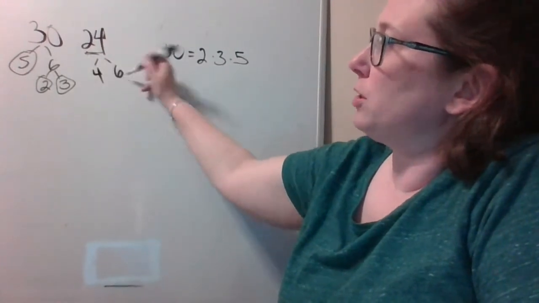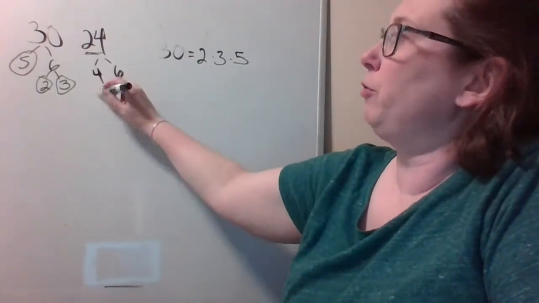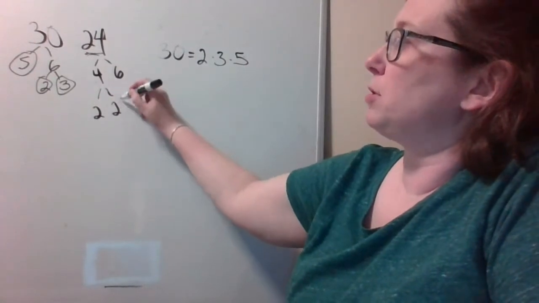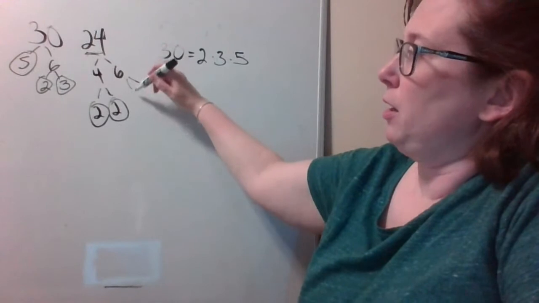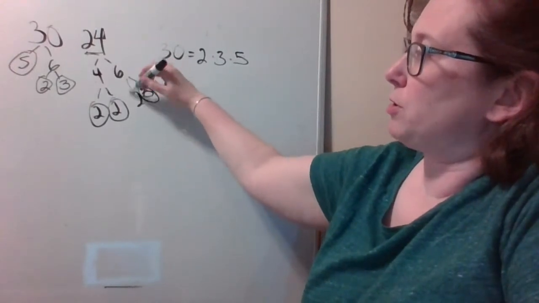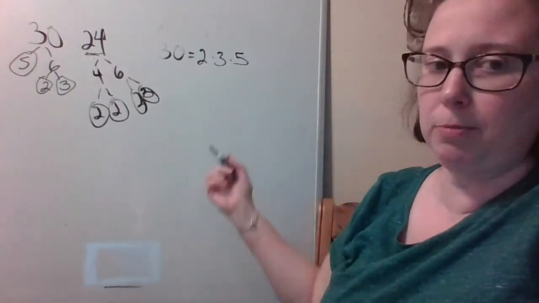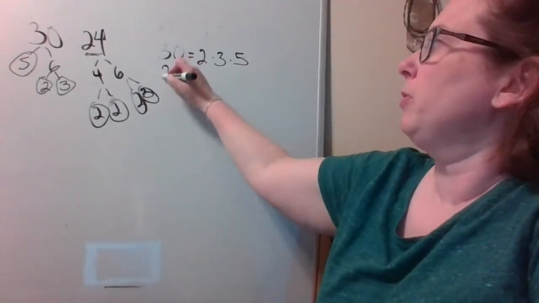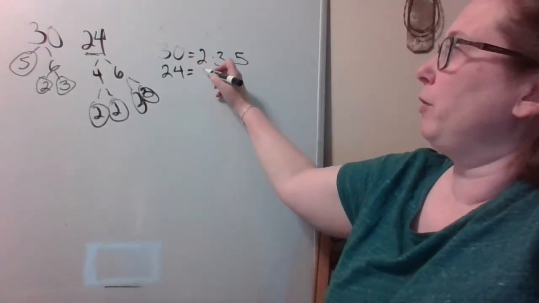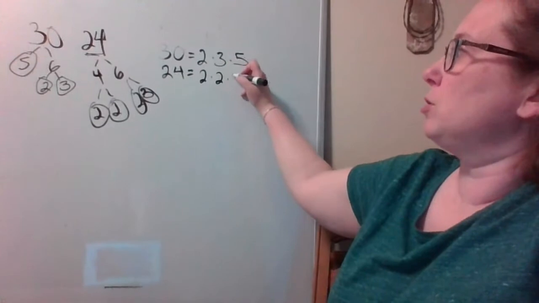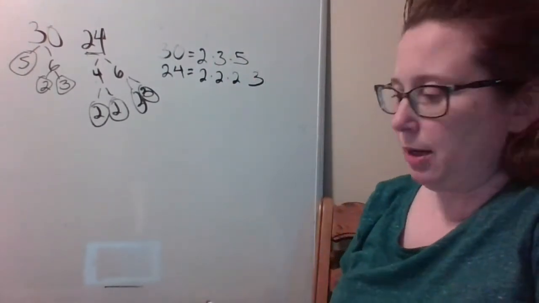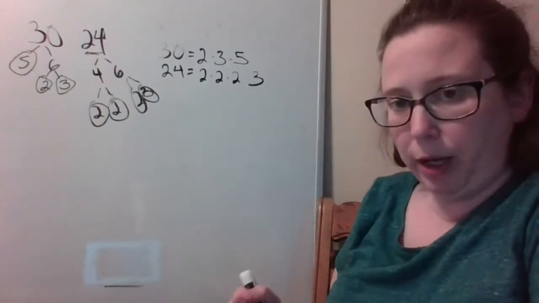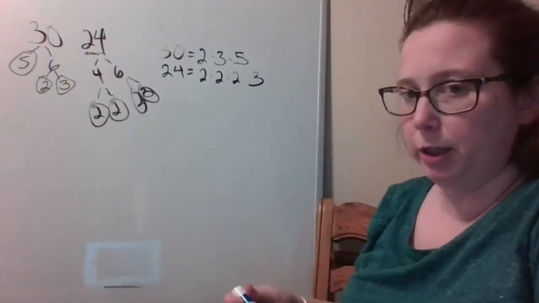I could say 4 times 6 is 24. 2 times 2, those are both prime, that equals 4. And here we have 2 times 3, which are both prime, so our factor tree is done. And we can say that 24 equals 2 times 2 times 2 times 3. So now our job is to go in and see what is on both lists.